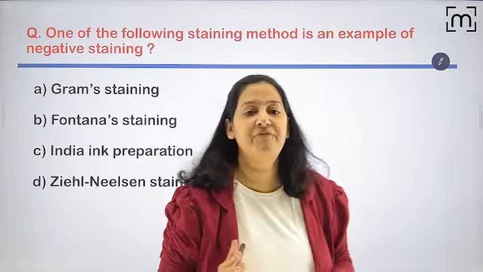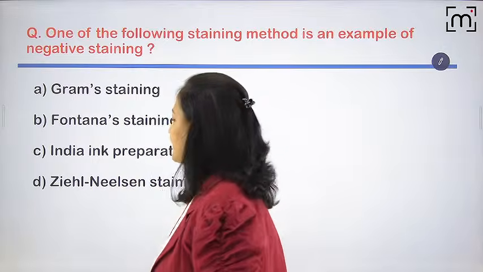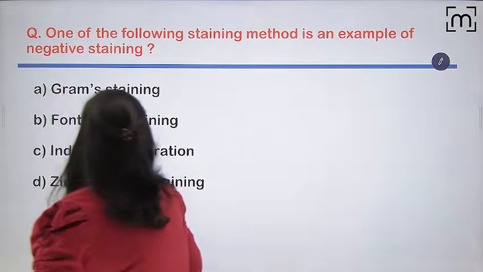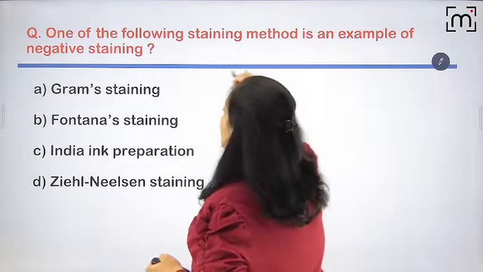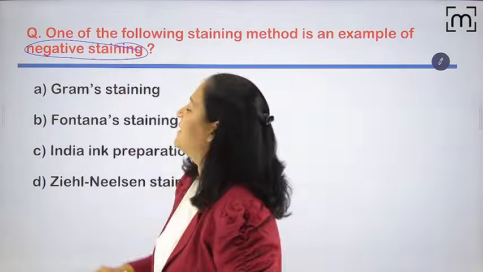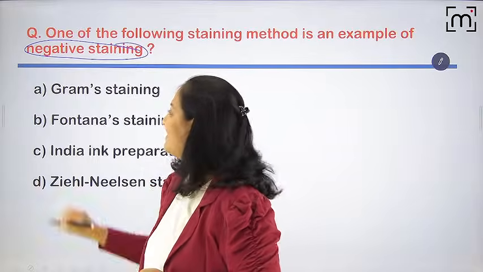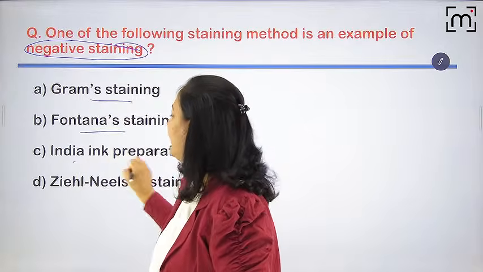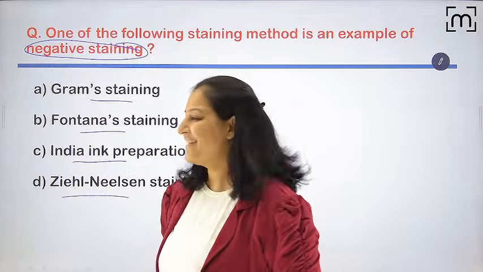Before that, I have some questions. You read the question. This is not the quiz. The quiz will be conducted in the end, based on which we will give the free master chart or prizes. This is just to analyze what you have learned till now. You have to write down the answer in the comment box. Read the question. One of the following staining methods is an example of negative stain. It is one of the PYQs of NEET PG. Is it Gram stain, Fontana stain, India ink or Ziehl-Neelsen? What is the correct answer?